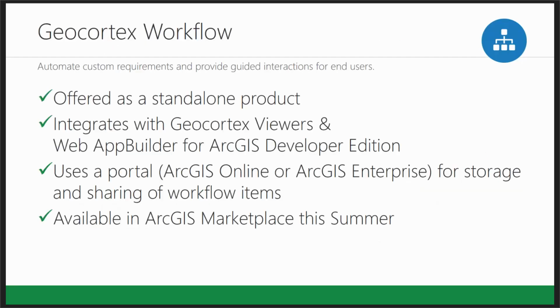So we're building a new product that stands on its own called Geocortex Workflow. It integrates with Geocortex viewers and therefore Geocortex Essentials, but it also integrates with Web App Builder for ArcGIS. It uses a portal, whether that be ArcGIS Online or Portal for ArcGIS within ArcGIS Enterprise, for the storage and sharing of workflow items. And it's going to be made available in the ArcGIS Marketplace and on geocortex.com this summer.